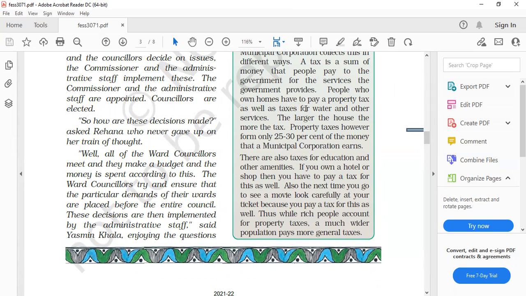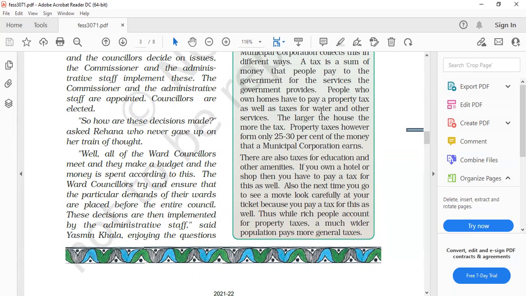People who own homes have to pay a property tax as well as taxes for water and other services. As we all know, we have to pay the car tax, we have to pay GST and all. So what is the income tax and everything? So tax, what is tax?